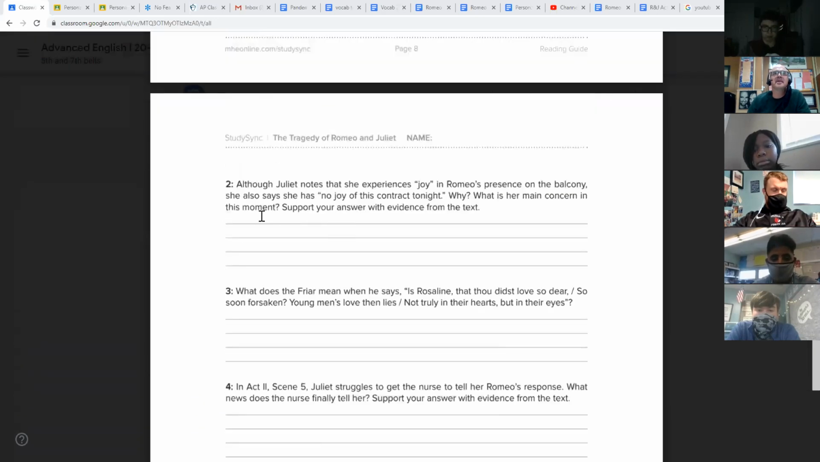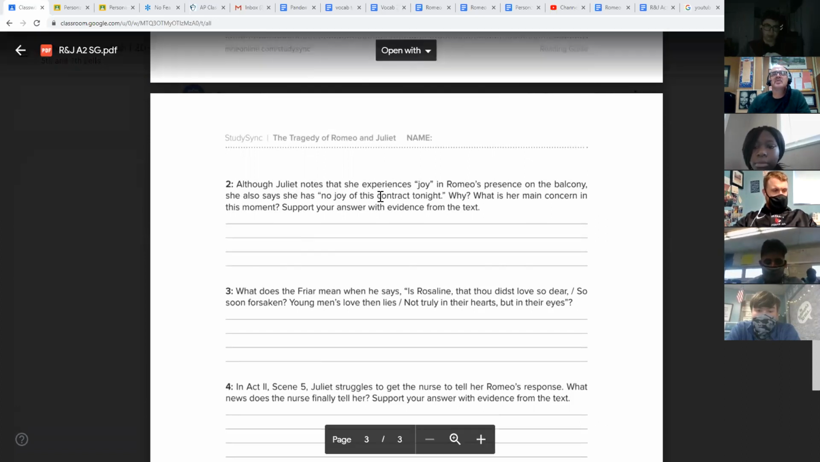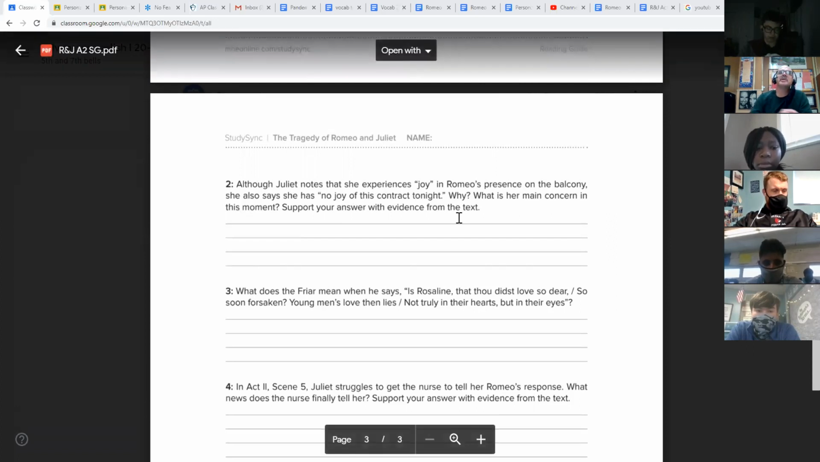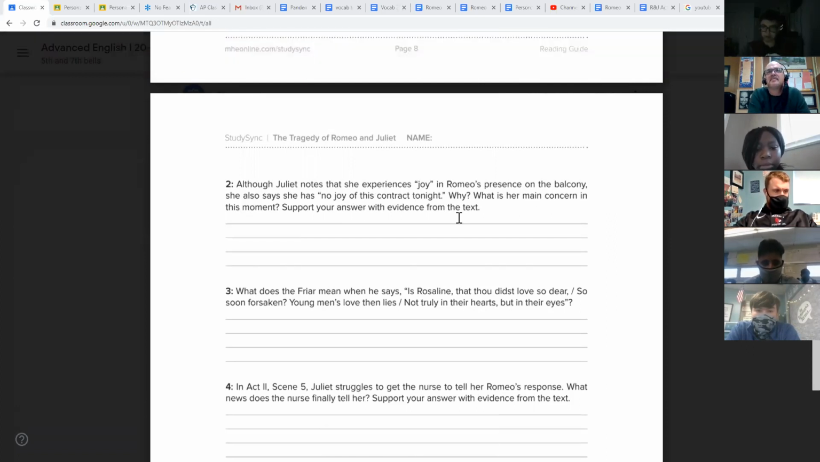Okay, second question. Although Juliet notes that she experiences joy in Romeo's presence on the balcony, she also says she has no joy of this contract tonight. What is her main concern at this moment? Support your answer with evidence from the text. In other words, what is she scared about? What does she say after, I can have no joy in this contract tonight?